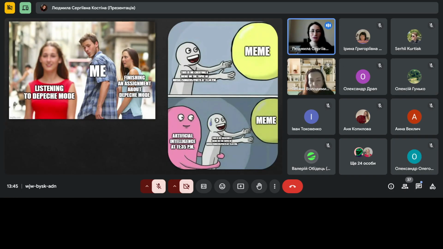Well, more. So, two different reactions, yes? When a young man looks at a girl who's listening to Depeche Mode, one reaction, but the reaction of his girlfriend is different because she's finishing an assignment about Depeche Mode. Well, that's the difference. And of course, a meme about artificial intelligence, which can help you in just a minute or even a second with creating memes, right? Or posters, songs, and so on. Well, funny.